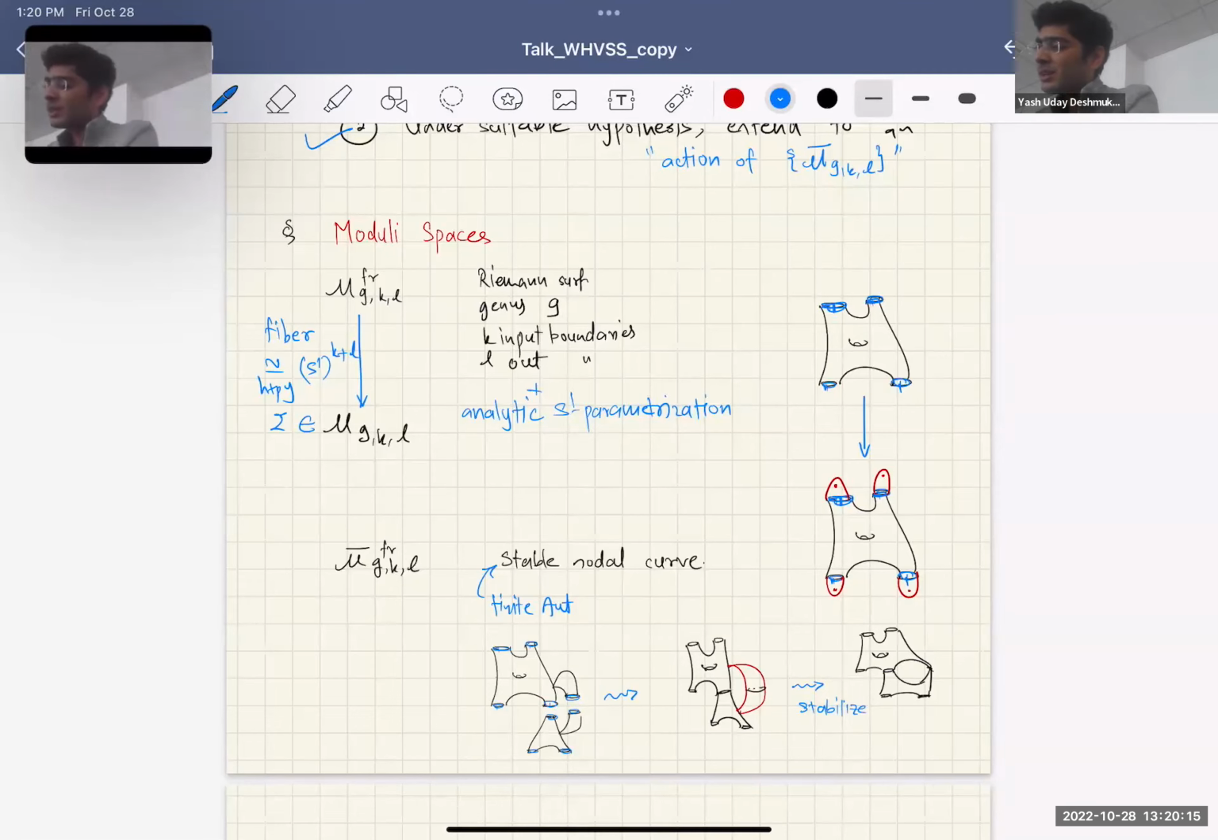In particular, you see things like this disk with one nodal point and one output boundary. They might seem like they are unstable, but in fact, in the setup that we are considering, these count as stable curves because we also remember the boundary parameterization.